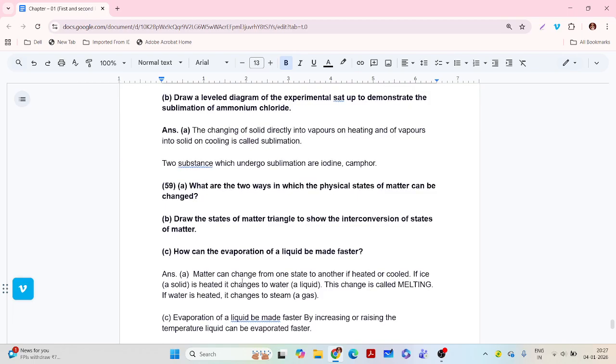What are the two ways in which the physical state of matter can be changed? Matter can be changed from one state to another if heated or cooled. If a solid is heated, it changes into liquid. This is called melting. If water is heated, it changes into steam. This is called boiling.